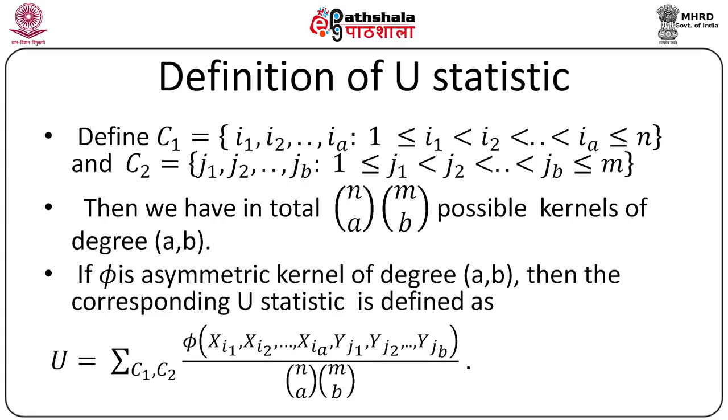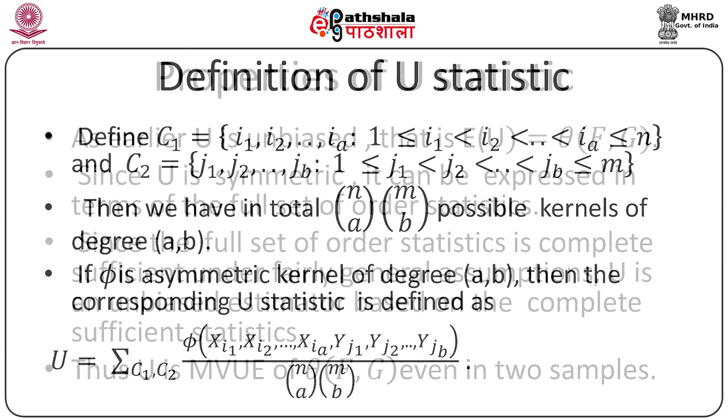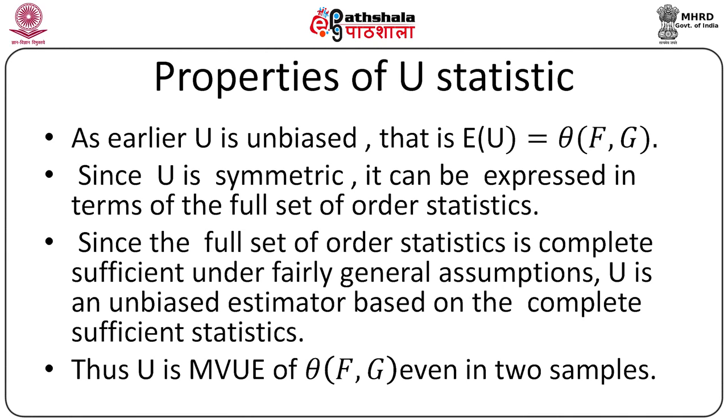Now come to the definition of a U statistic. If phi is a symmetric kernel of degree AB, then the corresponding U statistic is defined as double sum over C1, C2, phi with arguments xi1, xi2, xia and yj1, yj2, yjb, whole thing divided by n choose A into m choose B. Now, we quickly state the small sample properties of the U statistic.